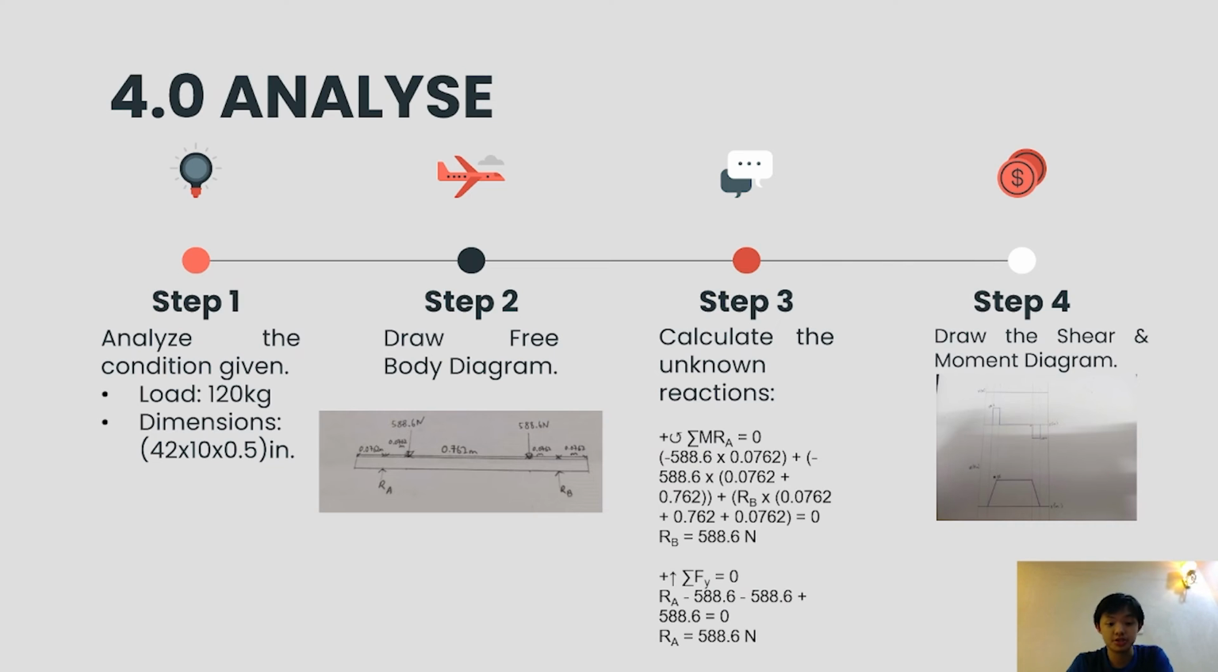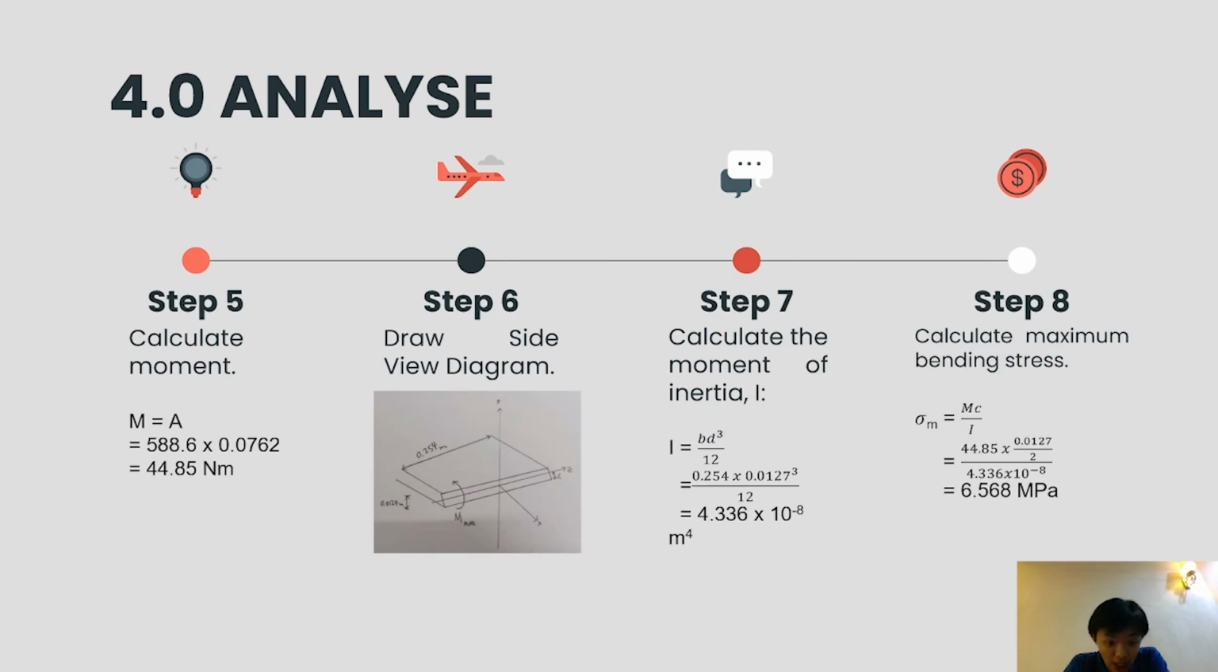And we can draw the shear and moment diagrams from the calculation, which is shown in step 4. After drawing the shear force diagram, we can calculate the moment, which is represented by the area of the shear force diagram, and finally we get the moment equal to 44.85 Newton meter, and the moment diagram is drawn. From the moment diagram, we can conclude that the maximum moment is equal to 44.85 Newton meter.